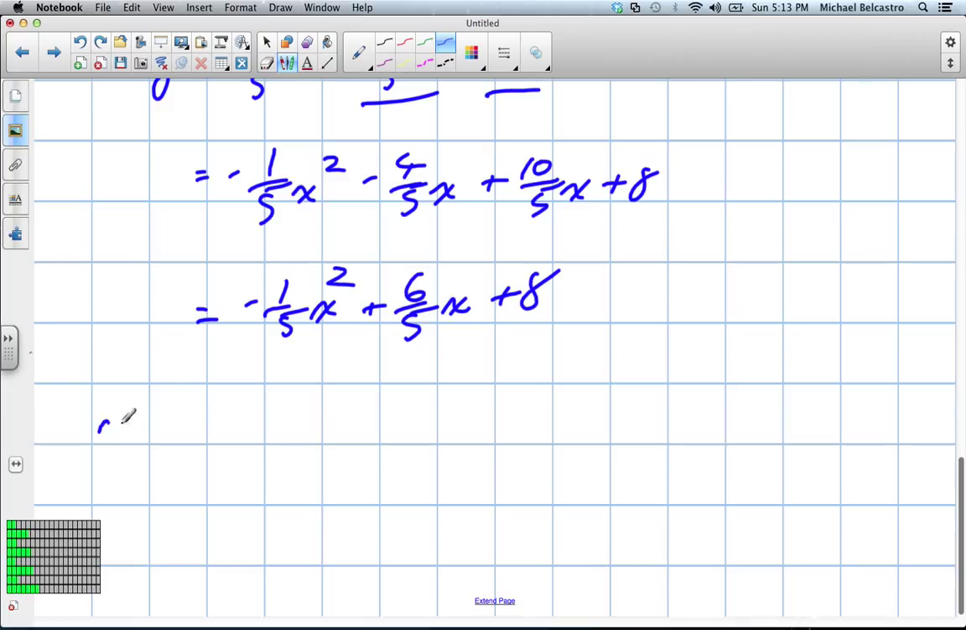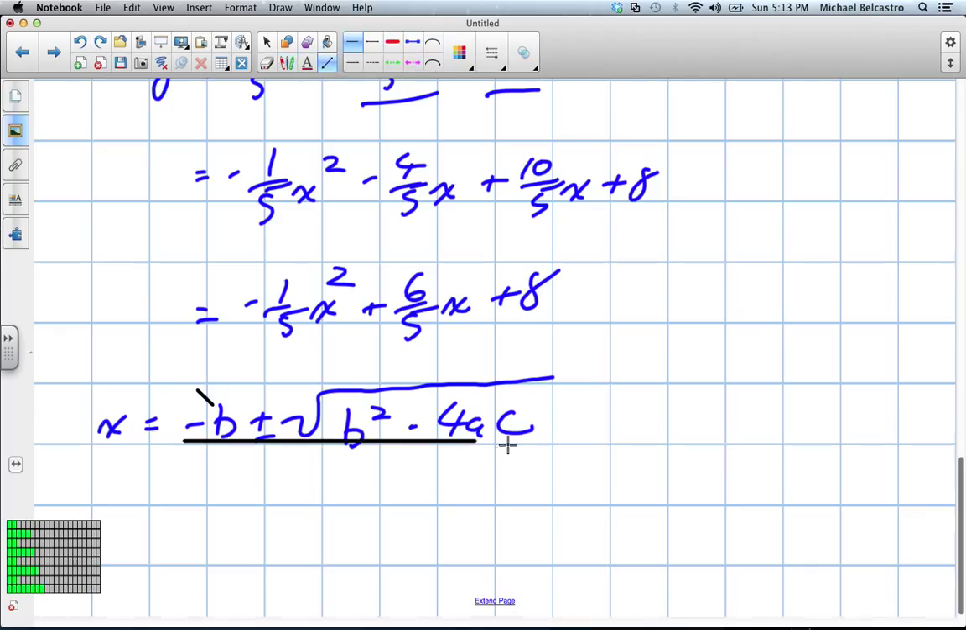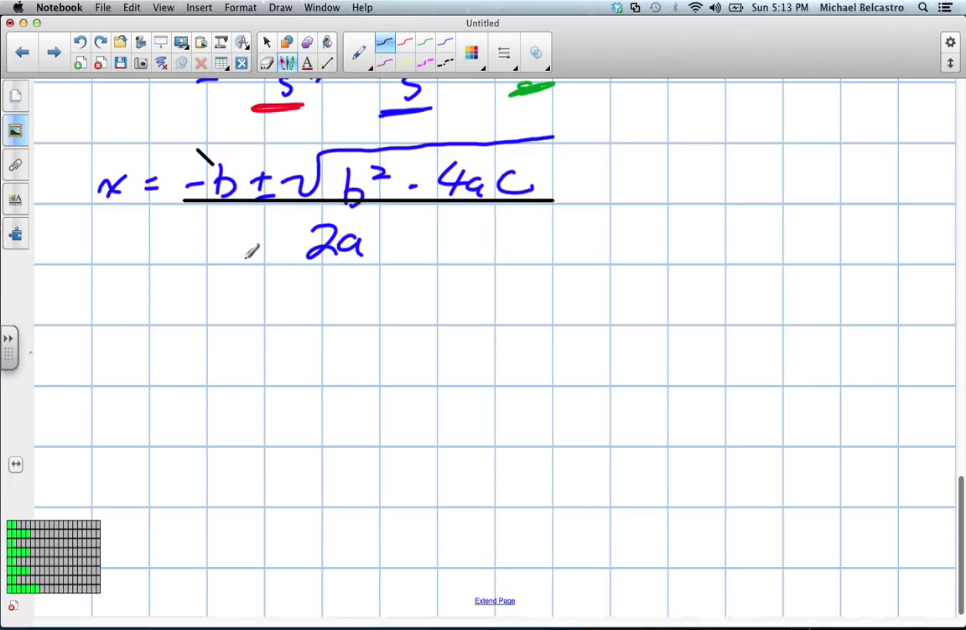The quadratic formula, if you remember, is x equals negative b plus or minus the root of b squared minus 4ac, divided by 2a. Oops. Do you remember that formula at all? Yeah. So this is our a, this is our b, and this is our c. Okay? So we've got to plug these in. It's going to get a little messy.